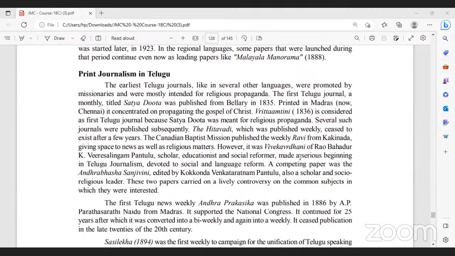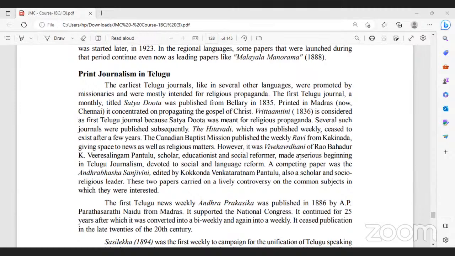Ritamthini is considered the first Telugu journal because Satya Dhuta was meant for religious propaganda, and several such journals were also published subsequently. The Hitavadi was published weekly, and later on it was seized, and the Canadian Baptist Mission published a weekly called Revi from Kakinada, giving space to news as well as religious matter. However, we see that Viveka Vardhani of Rao Bahadur K. Veeresalingam Pantulu, who was also a scholar, educationist and social reformer, made a serious beginning in Telugu journalism.